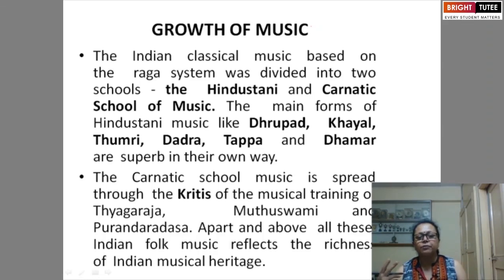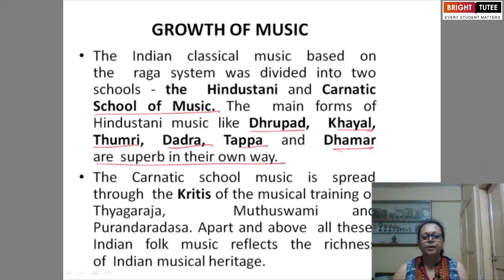The two different forms or schools were known as the Hindustani and the Carnatic schools of music. Just like painting in North India and South India, here also there are the Hindustani and Carnatic schools of music. The main forms of Hindustani music like Dhrupad, Khayal, Thumri, Dadra, Tappa and Dhamar are superb in their own way. These types of music, songs and ragas were very popular in our country.